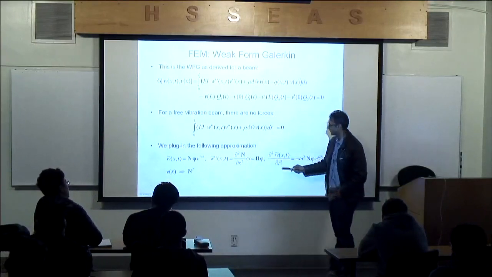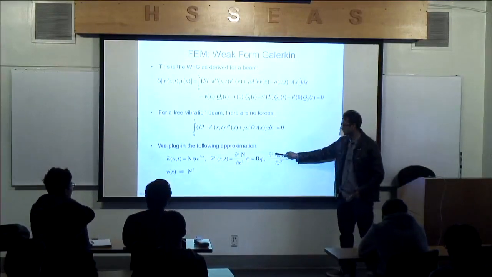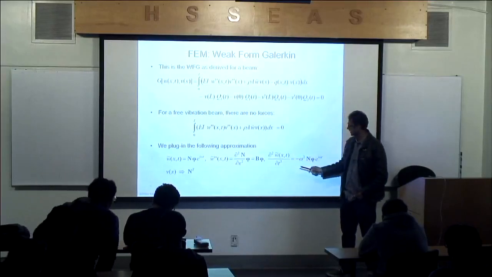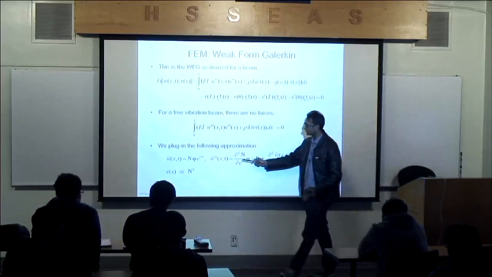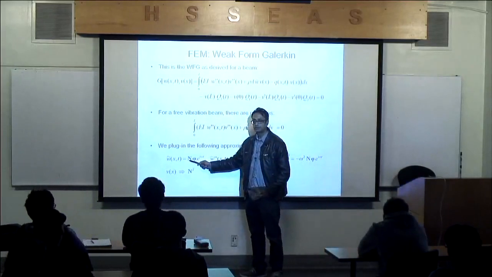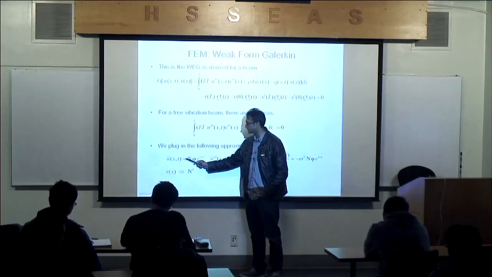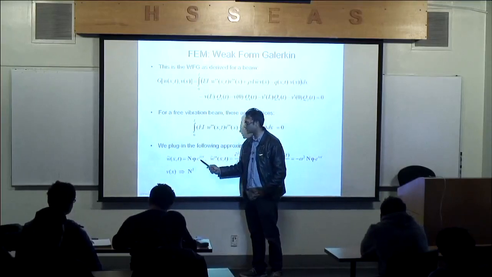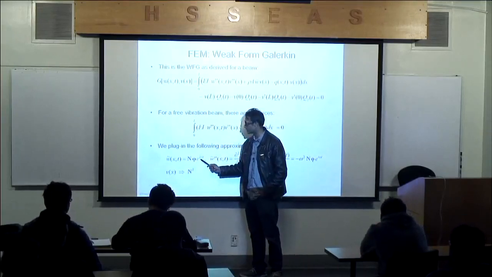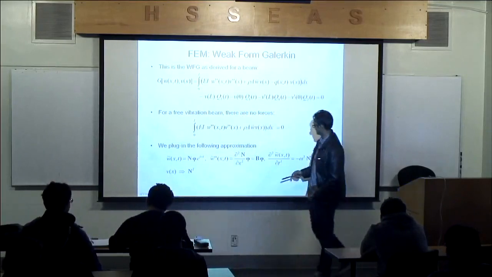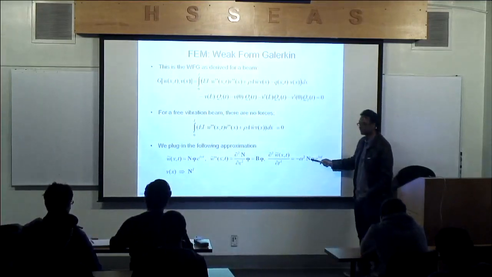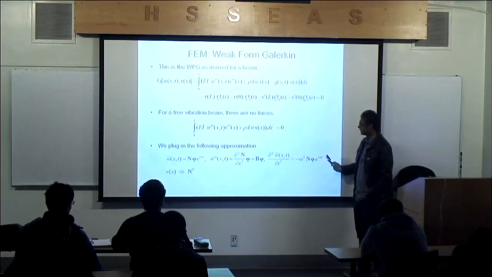And then I have the second derivative with respect to time. That one is easy because N does not depend on time, phi does not depend on time, it's only e^{iωt}. So the second derivative of that is just minus omega squared. And so that's what I get: minus omega squared N bold phi e^{iωt}.